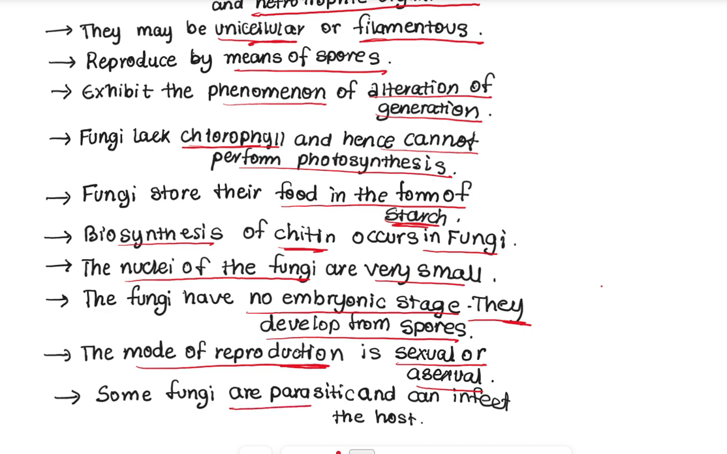Some fungi are parasitic and can infect the host. Certain fungi live on living organisms and they obtain the food from them. So these fungi can cause disease in plants and animals. Example is ringworm. The ringworm infection in humans is caused by fungi.